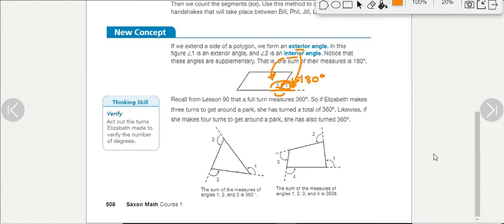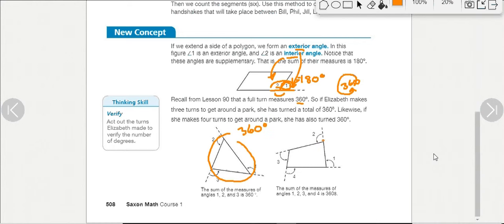And in Lesson 90, we learned about turns and what those measures are. A full turn is 360 degrees. If I'm facing this way and I turn around until I'm facing that way again, that's 360. Halfway is 180. So let's imagine Elizabeth makes 4 turns to get around a park. They're trying to show here that going around even a triangular park where you make 3 turns is 360 degrees to get all the way around.